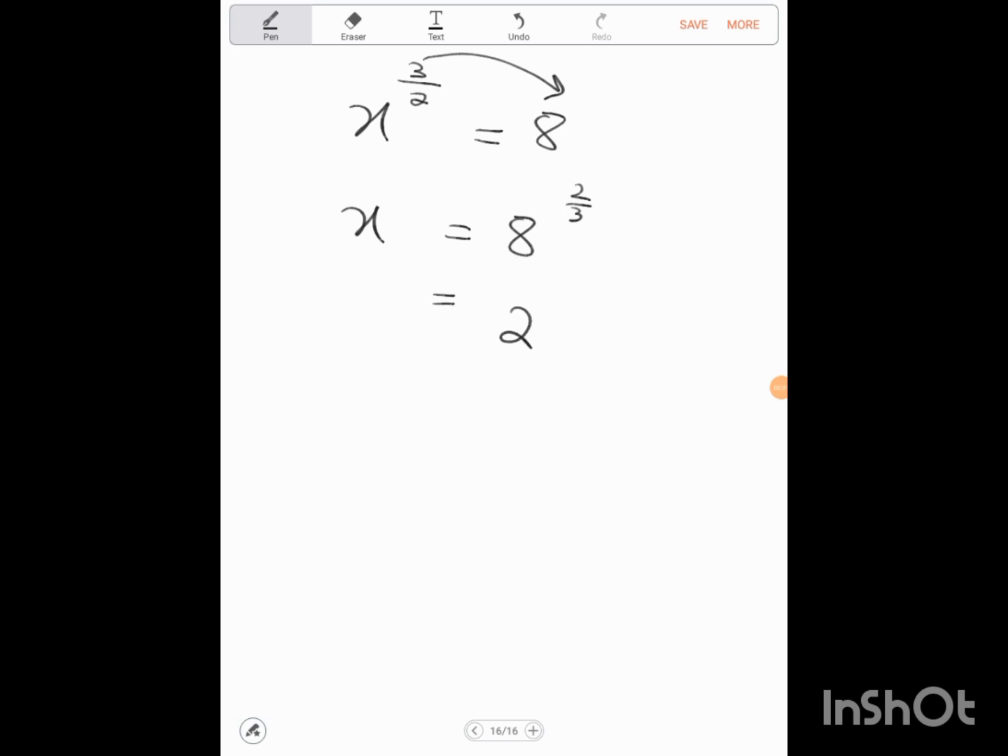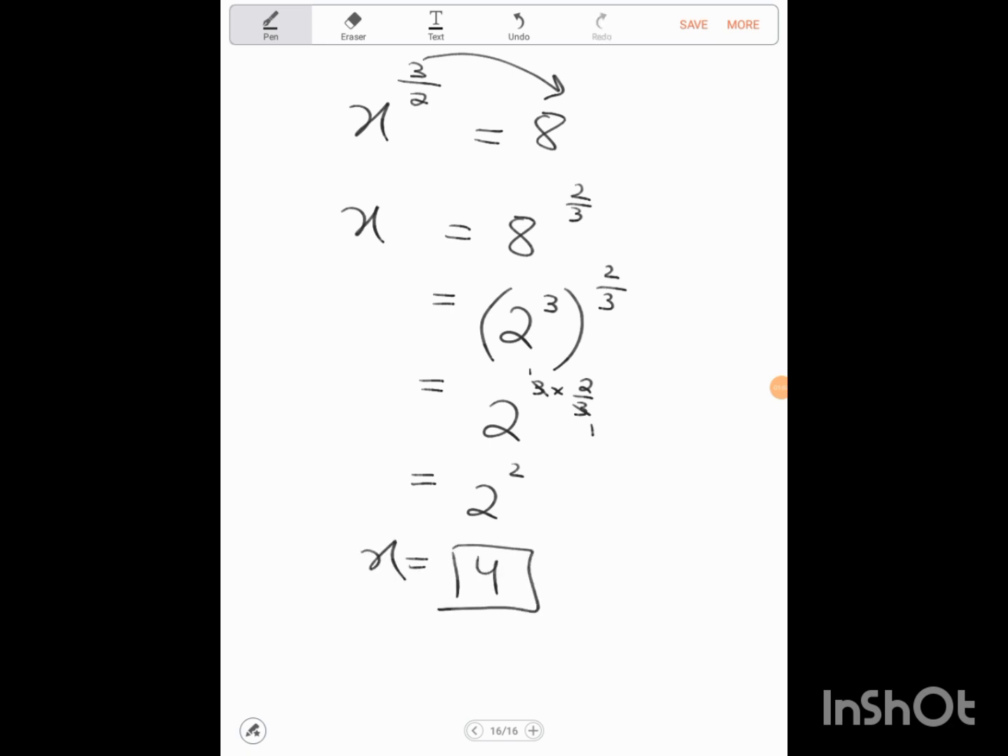If you take 2 cube and evaluate it, you are going to get 8. So instead of this 8, you can write 2 cube whole power of 2 upon 3. As discussed earlier, if you have a power inside and then you have a whole power, both of these powers are going to get multiplied. So you can easily simplify the 3's. You will be left with 2, this 2 and this 2. So 2 square is 4. So the value of x is 4.